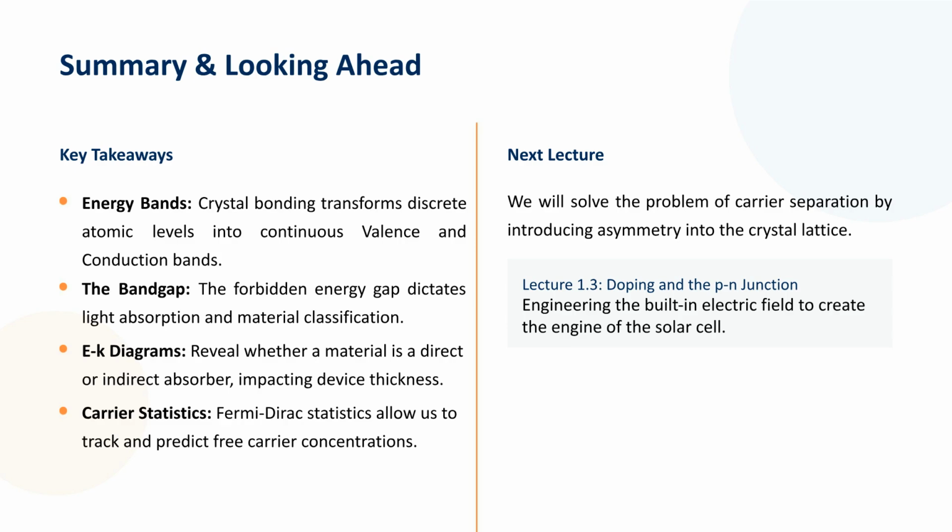However, an intrinsic semiconductor with its Fermi level perfectly in the middle of the bandgap cannot generate an electrical current on its own. It lacks the internal asymmetry required to separate the photo-generated electron from the hole. In our next lecture, we will solve this by introducing impurities into the lattice, a process called doping, and we will finally build the engine of our solar cell, the p-n junction.